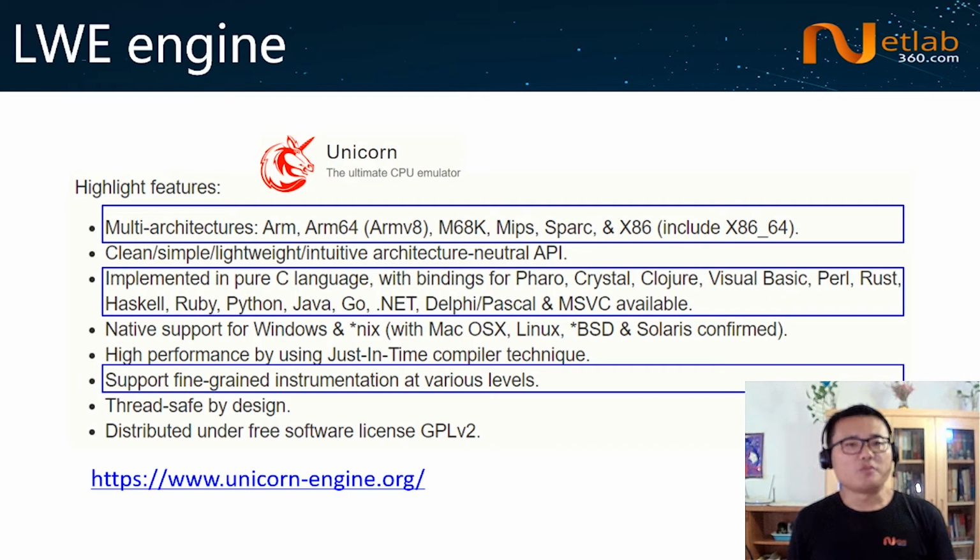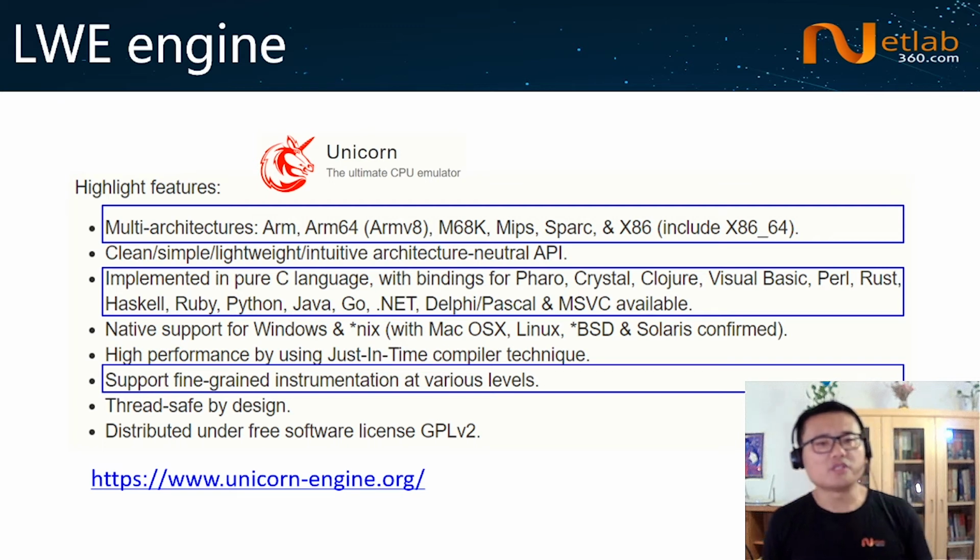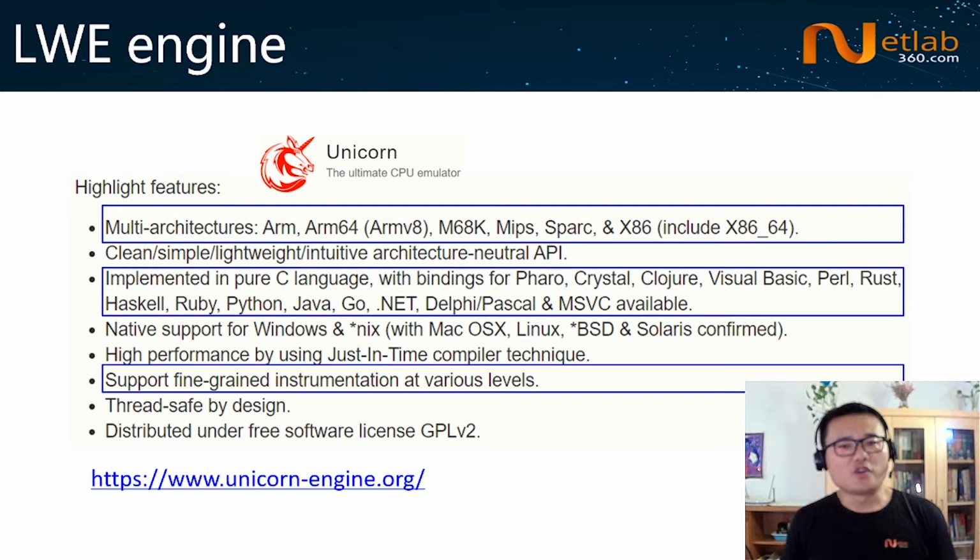As for the emulation engine, the open-source emulator Unicorn is strongly recommended because it supports multiple CPU architectures, which is very useful in dealing with IoT botnet samples. It supports several programming languages, especially Python, which makes it very easy to use. It also supports fine-grained instrumentation at various levels, which is very useful in precise execution control.